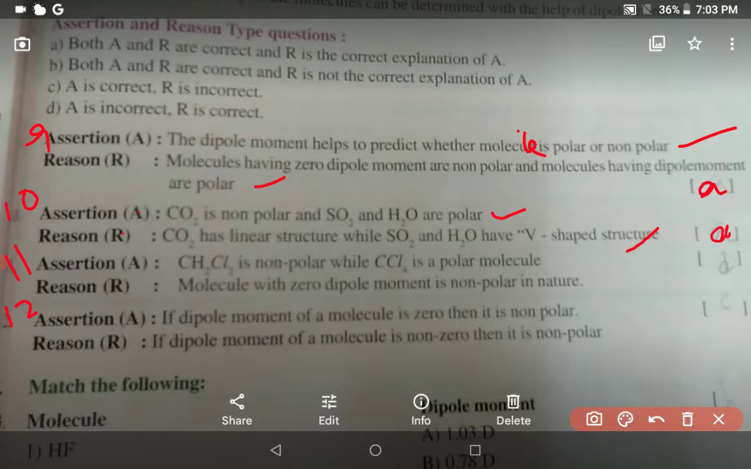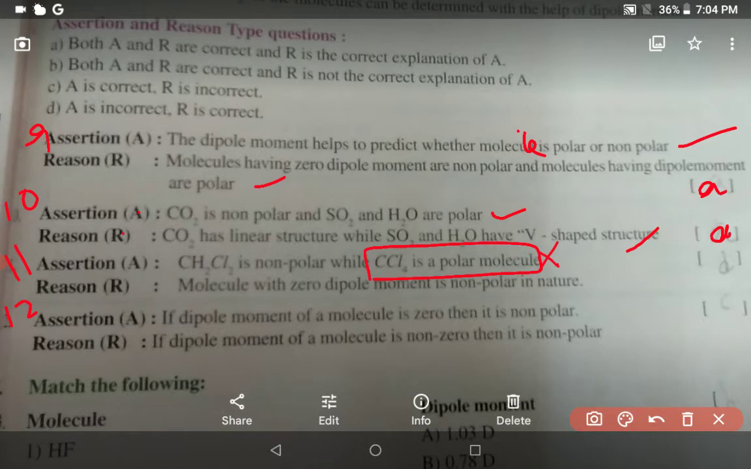Okay, now the 11th assertion and reason question. 11th assertion A: CH2Cl2 is non-polar while CCl4 is a polar molecule. In the assertion part, you can see that this is incorrect. CCl4 is a non-polar molecule. When a part of a question, the assertion, is itself wrong, nobody cares about the rest. Since this is wrong, the assertion is going to be wrong. We don't care about the other part, because CCl4 is a non-polar molecule. We have already discussed it in the fifth question. When you look at it, you would be able to understand.